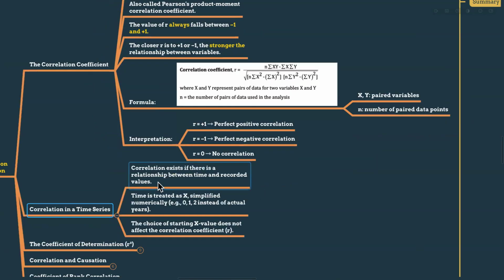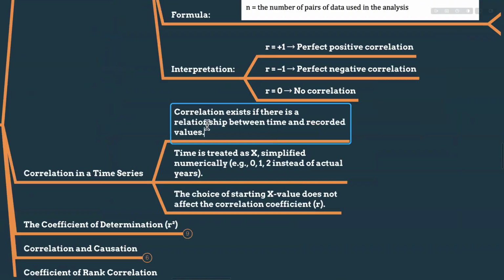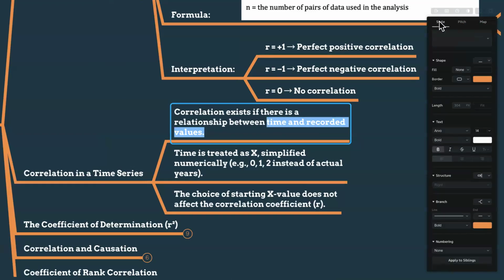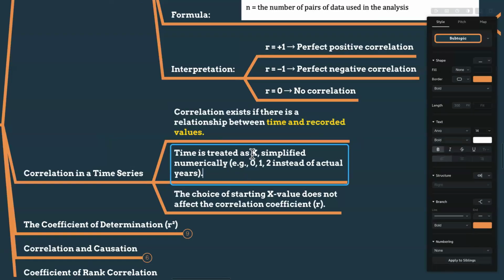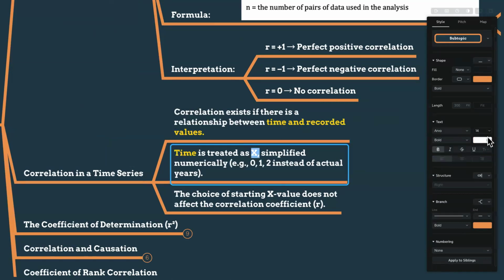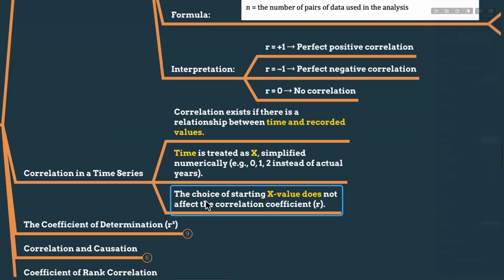And correlation in a time series, guys: correlation exists if there is a relationship between time and recorded values, like years or months with the recorded values. So time is treated as X. Always the time is treated as X. Time might be years, months, or quarters. Simplify it numerically like 0, 1, 2, 3 instead of actual years. The choice of starting X value does not affect the correlation coefficient R. If you start from 0, 1, 2, 3, no problem. If you start from 1, 2, 3, no problem.